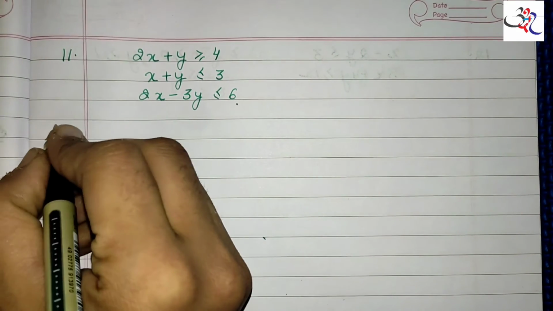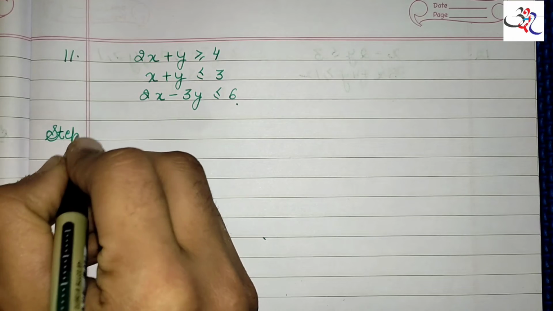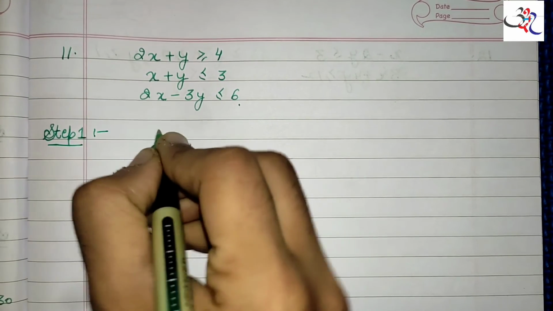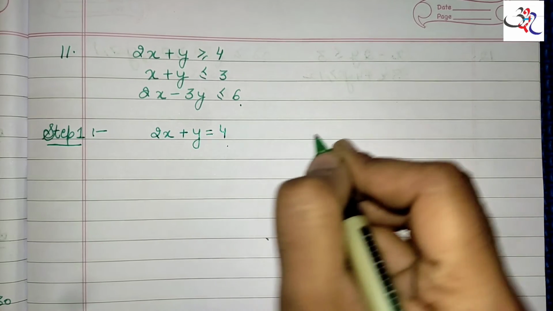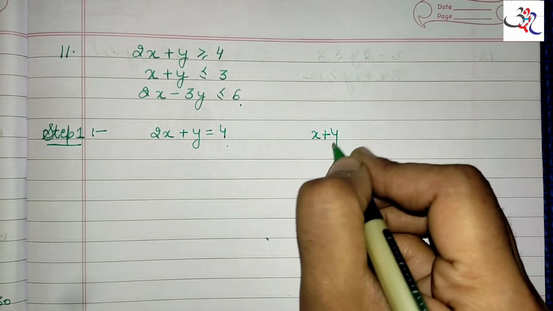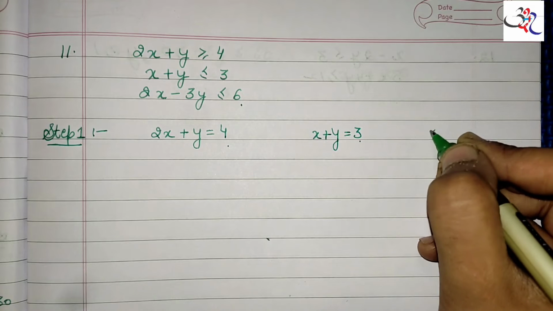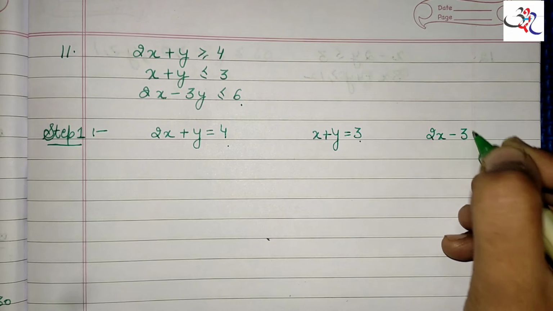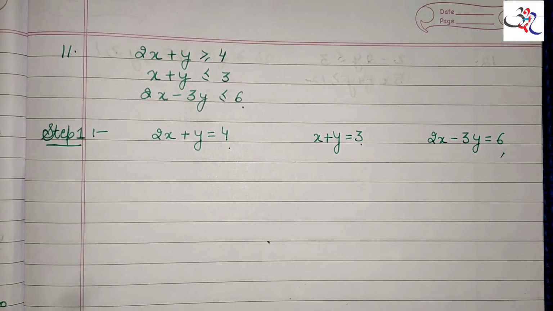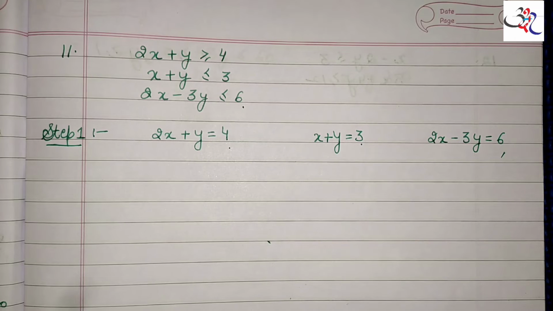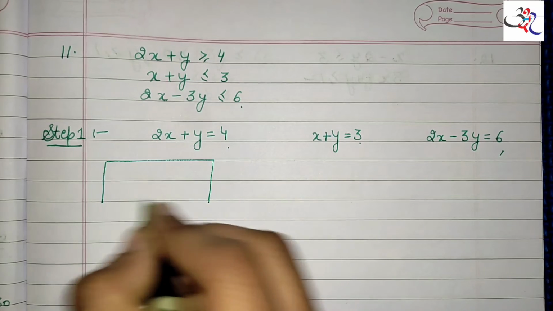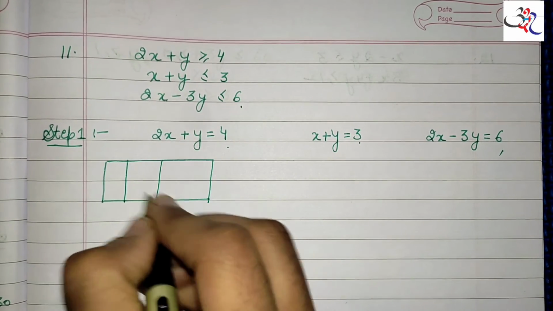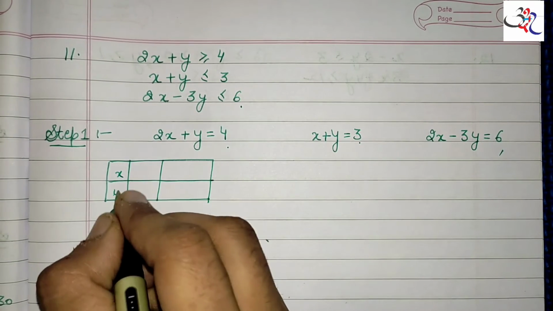moving to question number 11. Question number 11, my step number 1 is what? Again the same. 2x plus y is equal to 4. Second equation will be x plus y is equal to 3. Third equation will be 2x minus 3y is equal to 6. Okay, so now again find out the points and then plot those points on the graph.